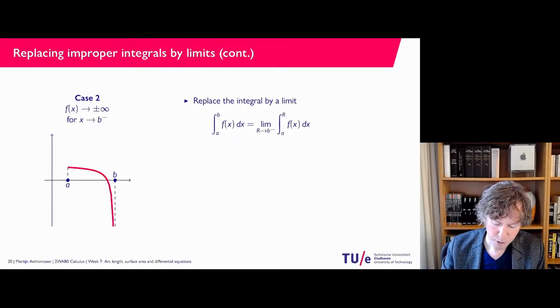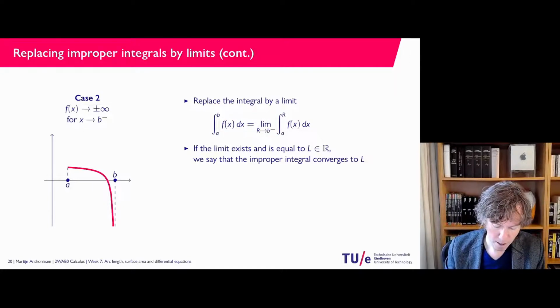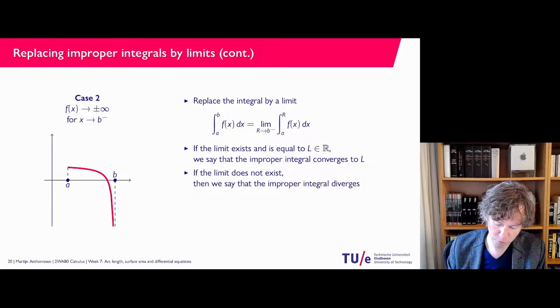Similarly, if you have the difficulty at the endpoint b, then you replace b with capital R and you let capital R go to b from the left. Similar terminology, if the limit exists and goes to a fixed number, it converges. If it does not, we say that the improper integral diverges, so that's the same naming. Let's look at an example of how this actually works.